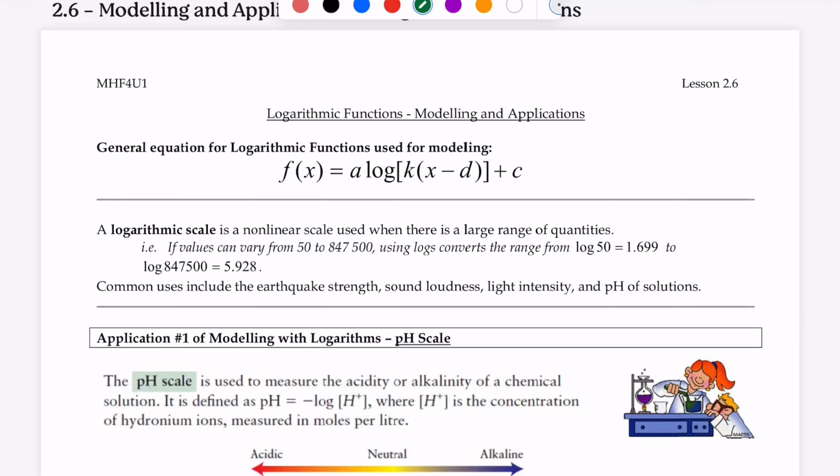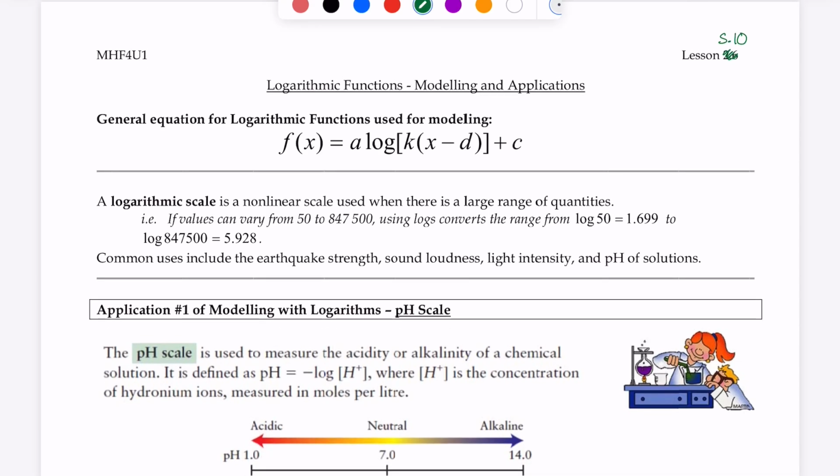All right, last lesson of Unit 5. So 5 point, well, this should actually say 5.10, which is the modeling and applications of log functions. A log function is a really great way of taking numbers that aren't nice to look at, either really large or really small, and putting them into easier to comprehend numbers. That's what this whole part right here is saying.